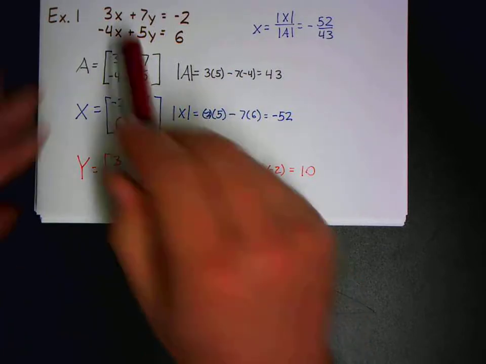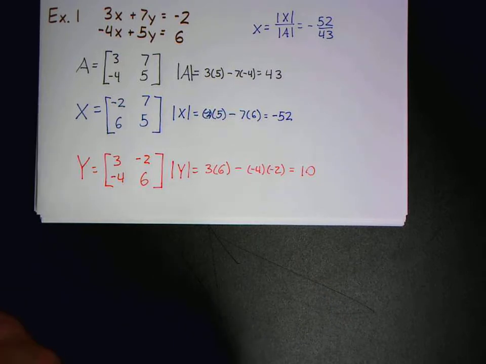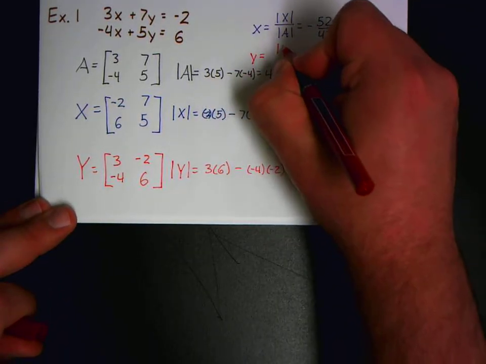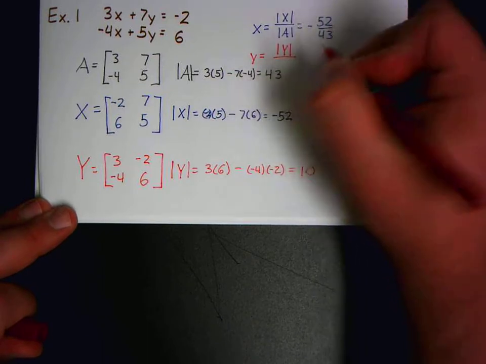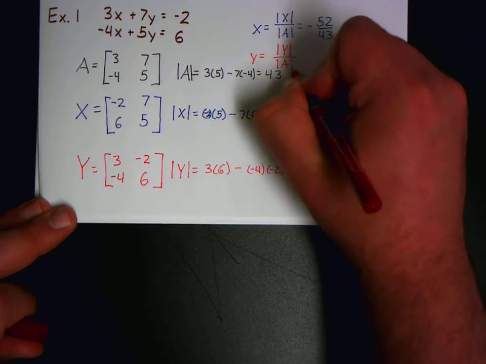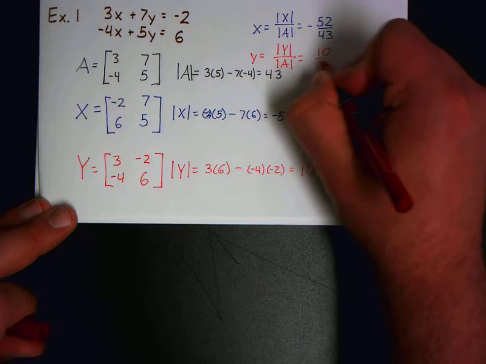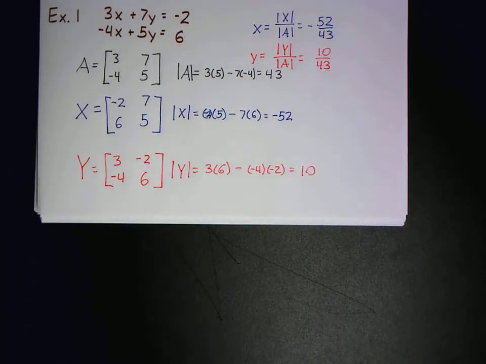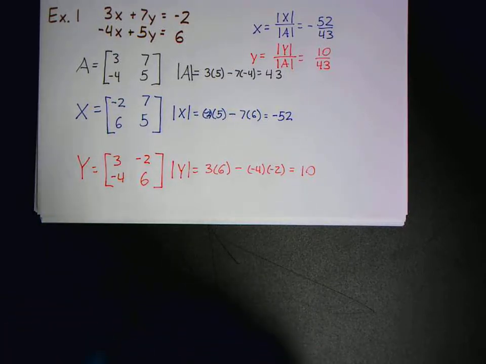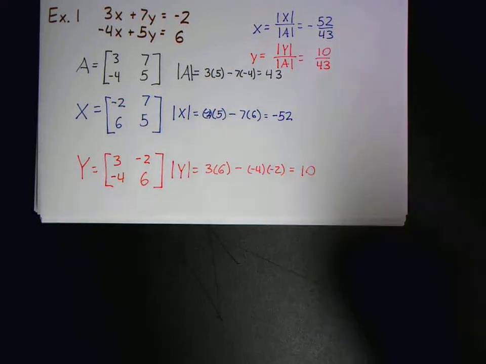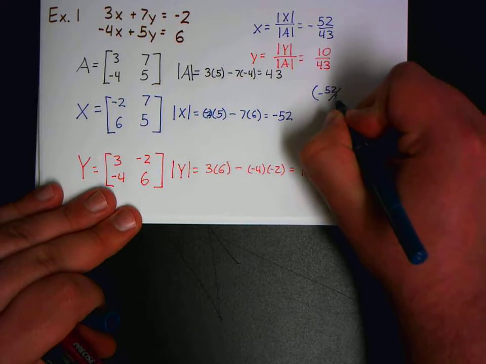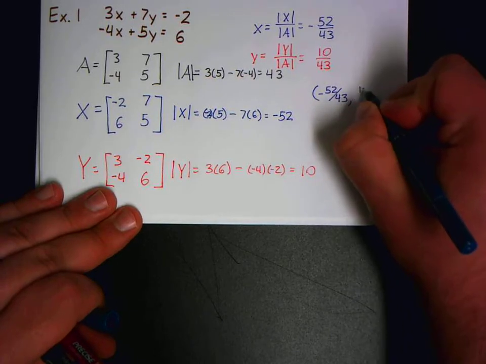So remember, whenever we solve this, we're actually looking for an ordered pair. So y is the determinant of y divided by the determinant of A, so that's going to be 10 over 43. If we were solving this by substitution or elimination, those would be the values that we got. So the actual answer, if we were being strict about it, would be negative 52 over 43, 10 over 43.